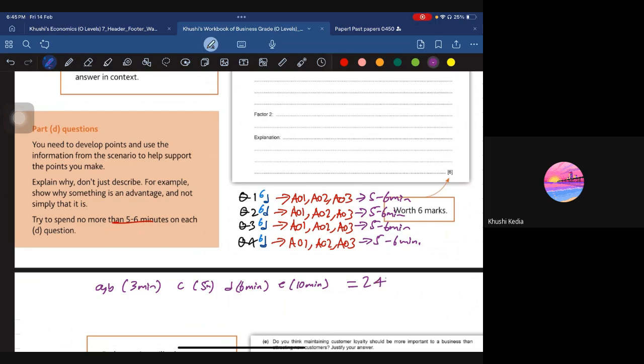Oh my God, this is going to be a problem now. So 24 is going to be multiplied by 4. How much time is it? That will be around 96 minutes. The paper is 90 minutes, so you need 6 extra minutes from the examiner, which he's not going to give you.